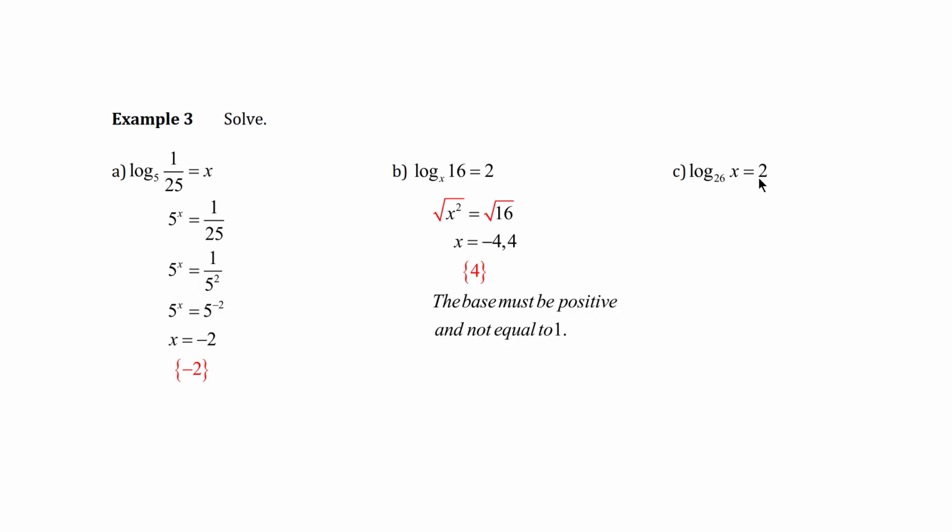Rewriting this as an exponential equation, we have 26 squared equals x. The next step here is just squaring the 26. We get x equals 676. Our final answer in set notation is curly bracket 676, close curly bracket.